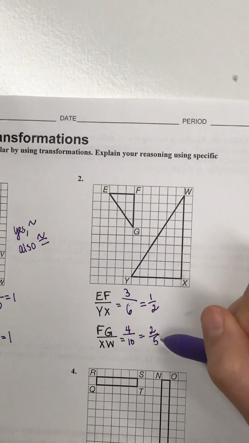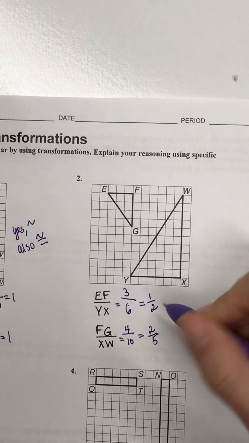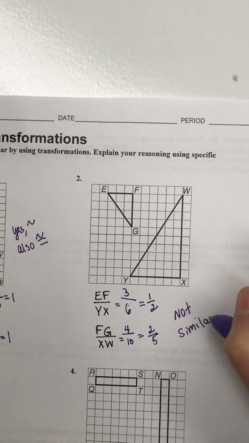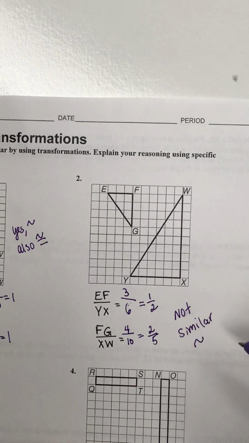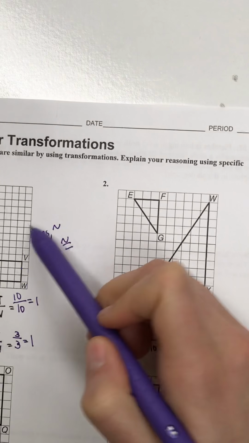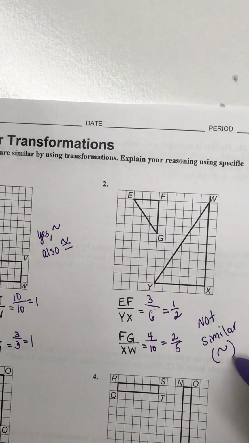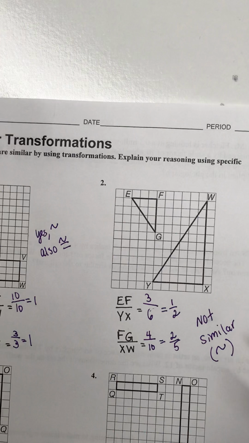Now, what you notice is that those fractions do not simplify to be the same thing, so they are not similar. And before I used this squiggly symbol, over here I said yes, comma, with a squiggly symbol. That squiggly symbol is the notation for the word similar.